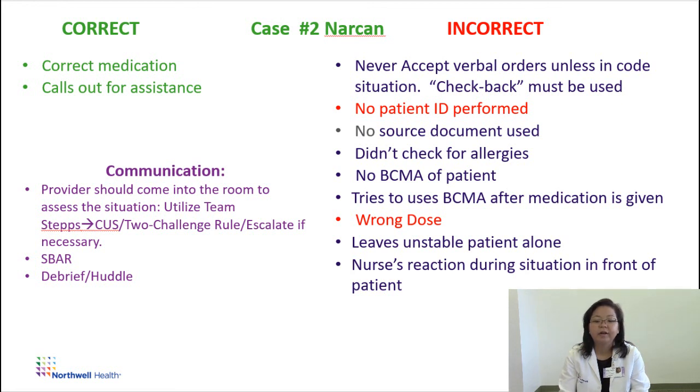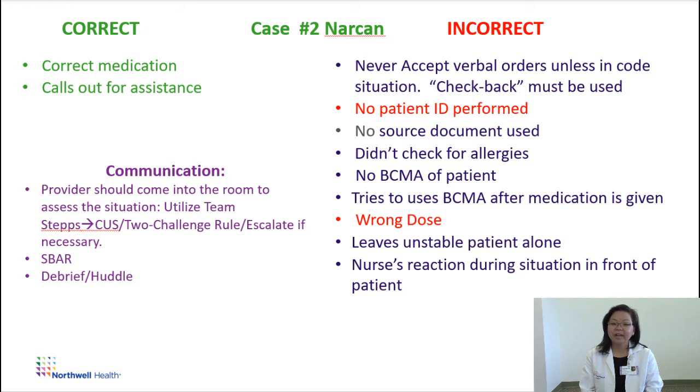And what was done incorrectly was that it was not the right dose. No patient ID was performed, so make sure that you have a source document and check the allergies. Also, there was no BCMA with this patient, so you would utilize that next time. And always stay with your patient for safety. And definitely call the RRT, the rapid response team, if you need to on the patient.